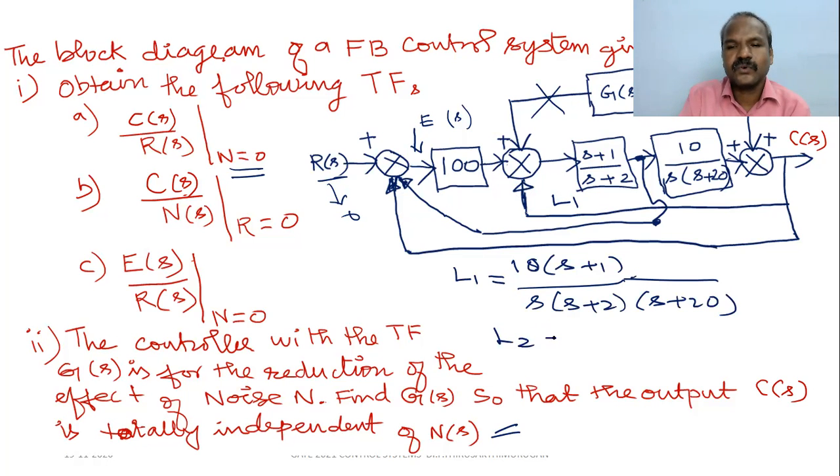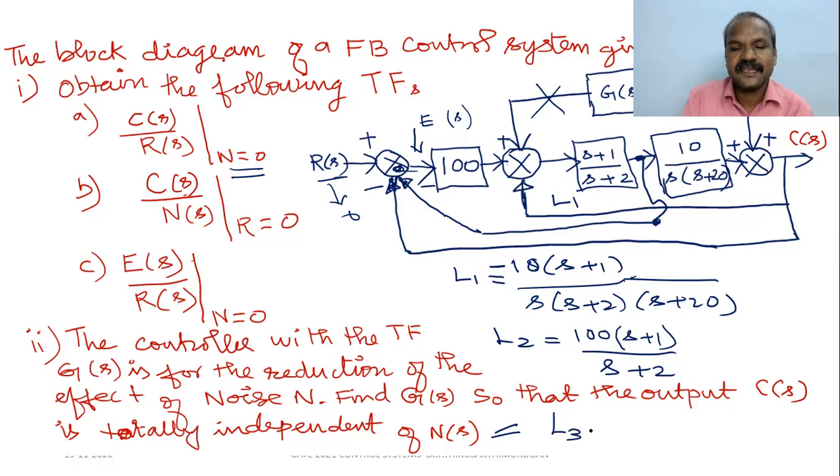Similarly, what is L2? L2 is 100 into this loop. Starting from here, it goes up to this and comes back here and reaches here. This loop is minus, because this is minus, right? So L2 is minus 100 into S plus 1 by S plus 2.